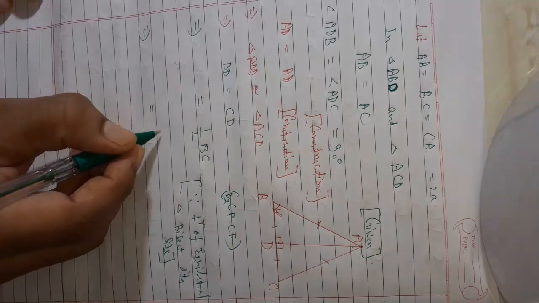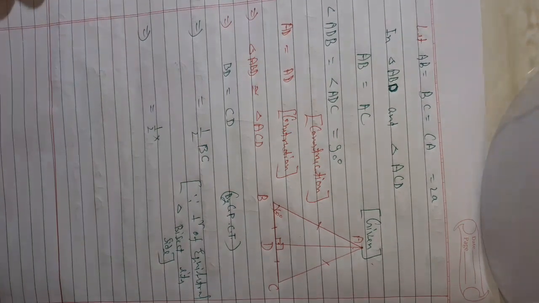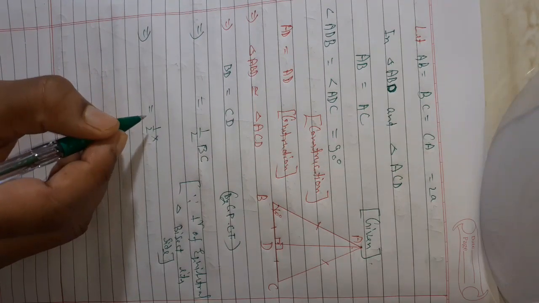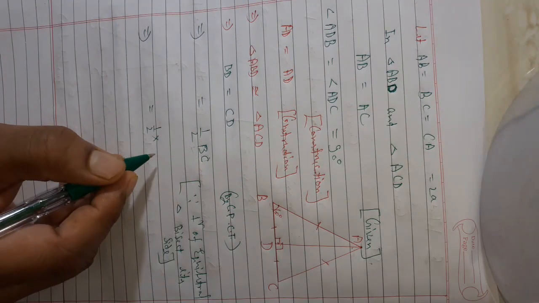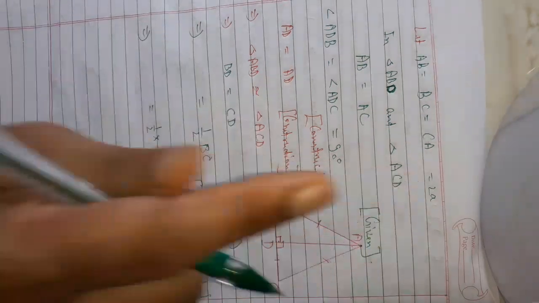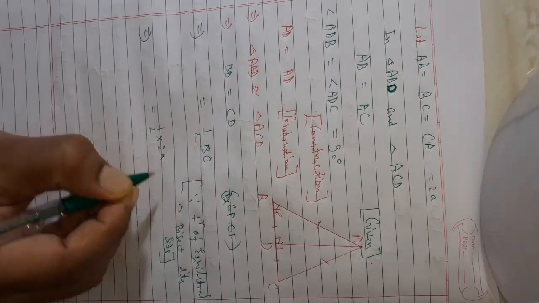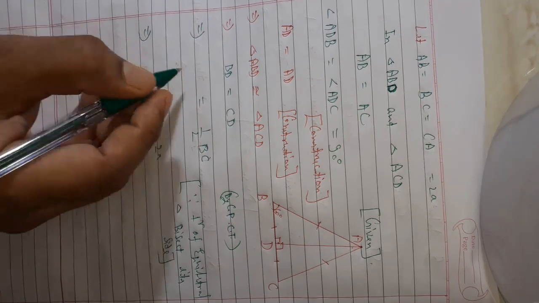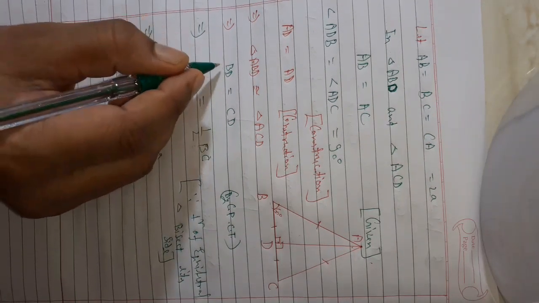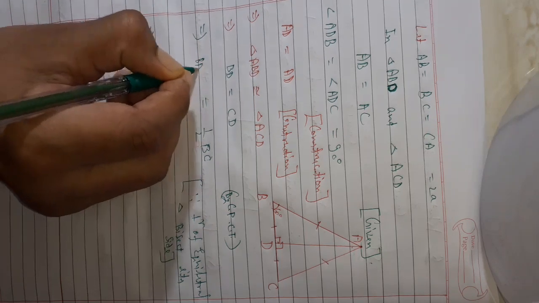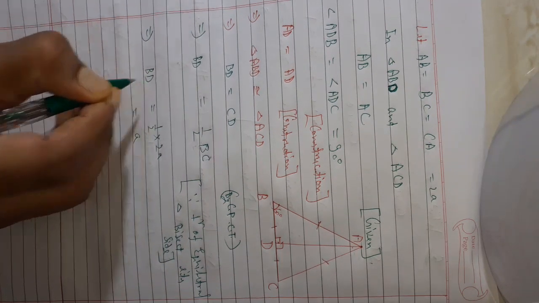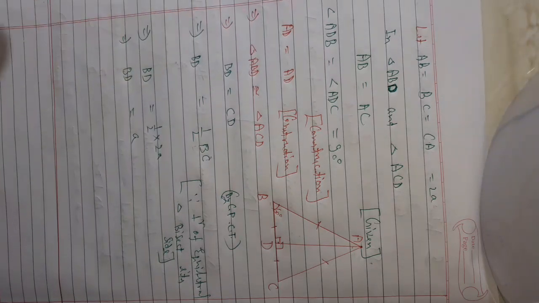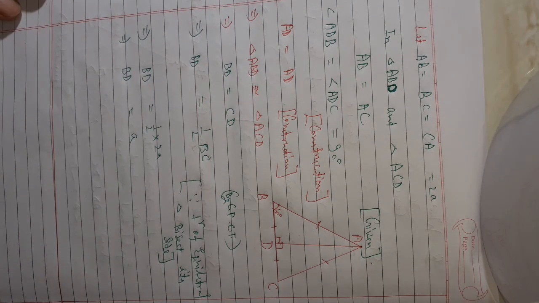So it is equal to half into BC. What is BC? BC is nothing but, we have taken it as 2a. So half into 2a is equal to a. Clear? So in triangle ABD, BD is equal to a.